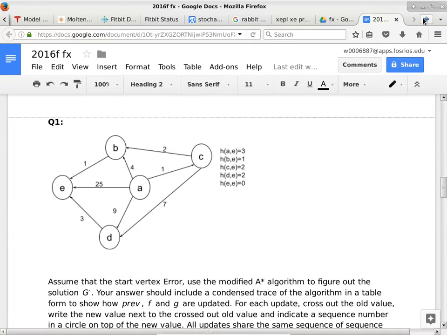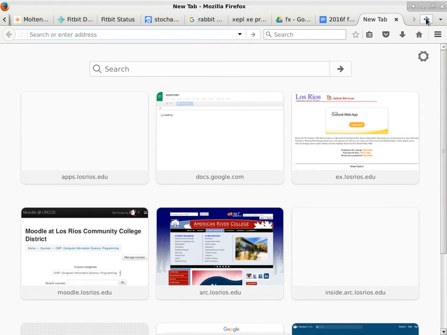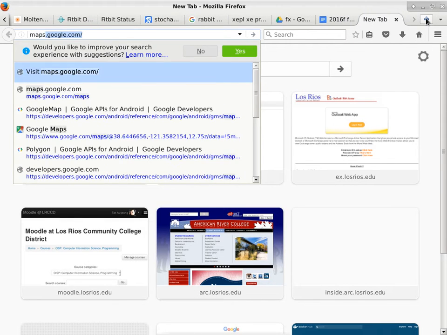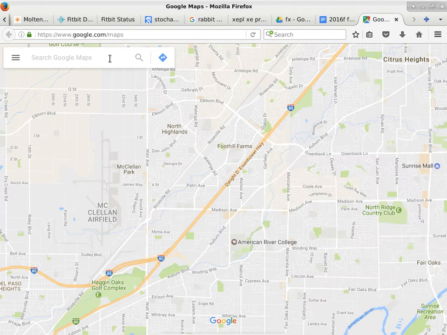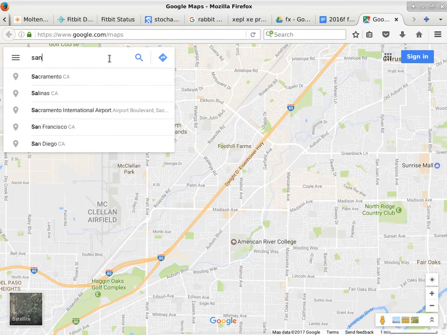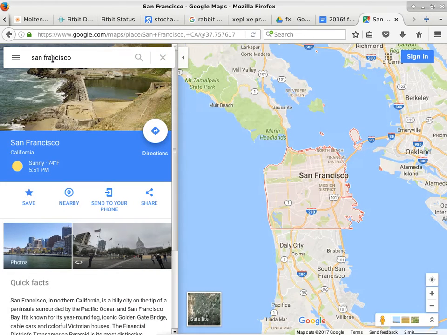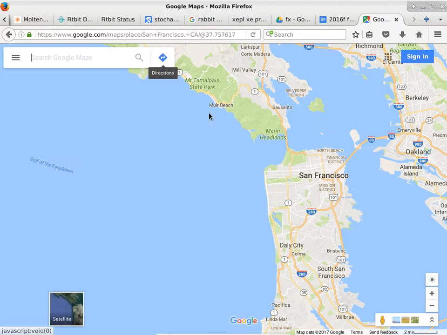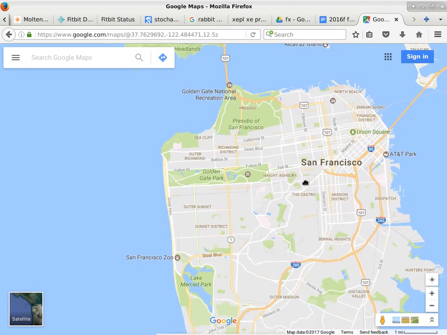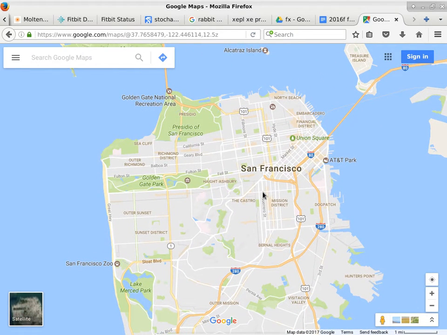Okay, that's a good question. I think my example will help you understand that. So we'll go to maps, and then we'll look up San Francisco. Oops, typo. But close enough. Okay, so when you look at a map of San Francisco, you can kind of look at each intersection or each house address as a vertex. Each potential destination is a vertex.